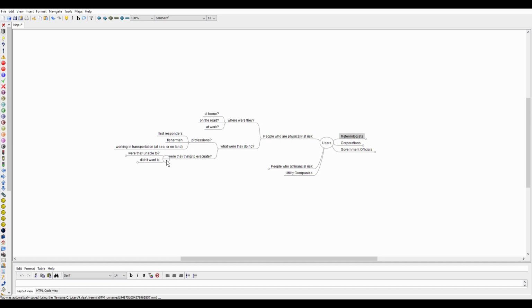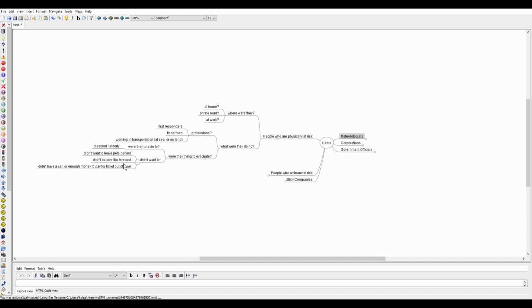Were they trying to evacuate, but they were unable to? If they were unable to, why was it? I mean, offhand, I can think of disabled and elderly people not being able to, but maybe they didn't want to, and I think this is probably better in this category here. Maybe they're unable to because they simply didn't have a car or enough money to pay for a ticket out of town. Maybe they didn't want to because they didn't want to leave pets behind or didn't believe the forecast.